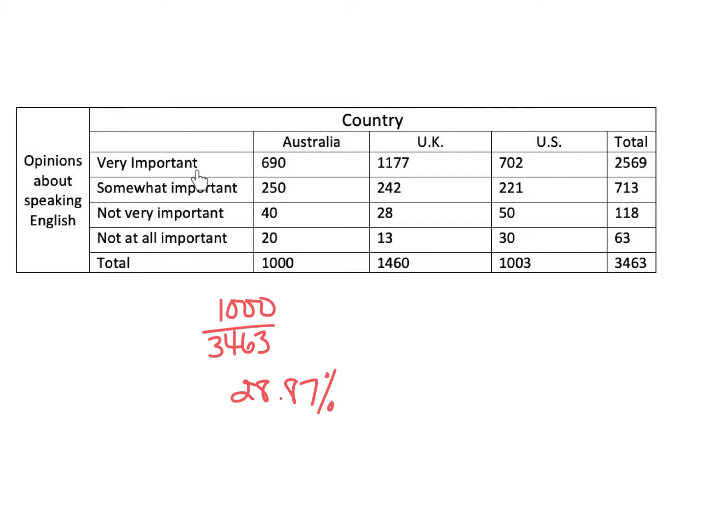And how many people total thought it was very important? Well, 2,569. So I would expect 28.87% of the 2,569. So I would end up multiplying that to get 741.8, and I'm rounding. All right, so I'm going to put an arrow up here saying that these are my expected values.